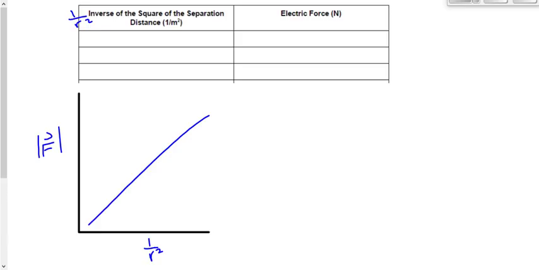Why does that give you a straight line? Look at my equation. F is equal to KQ1Q2 over R squared. F versus R doesn't give me a straight line. F versus Q gives me a straight line. F versus 1 over R squared gives me the straight line.